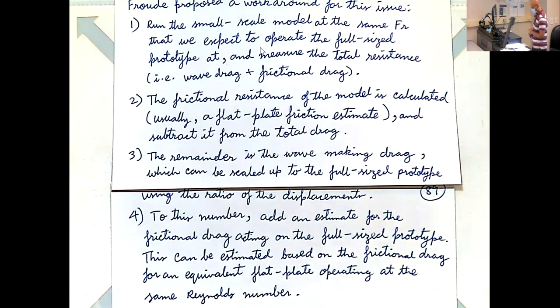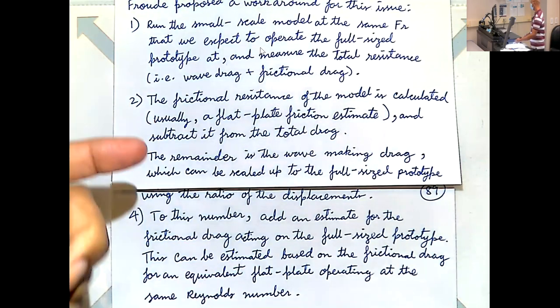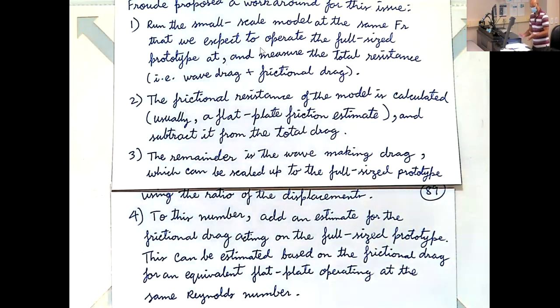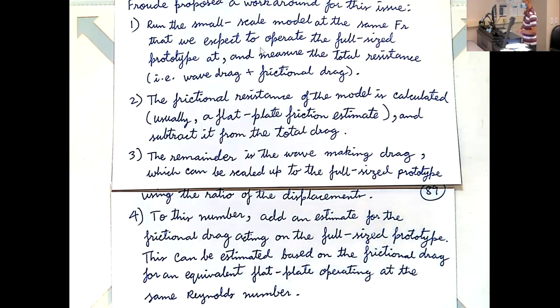For instance, when the human powered sub team was designing their full scale sub, they would run small models, and they would have followed this procedure to estimate what would be the resistance for their actual sub. Any questions? And again, I'll do examples too, where each of the steps will become very clear. Any questions?